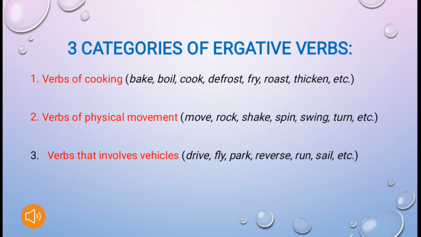Now let's proceed to the three categories of ergative verbs. We have three categories of ergative verbs. First, the verbs of cooking. Second, verbs of physical movement. And third, the verbs that involve vehicles.